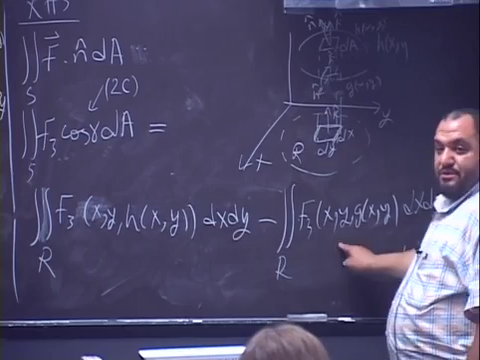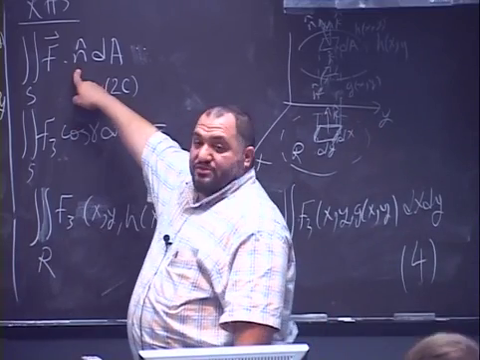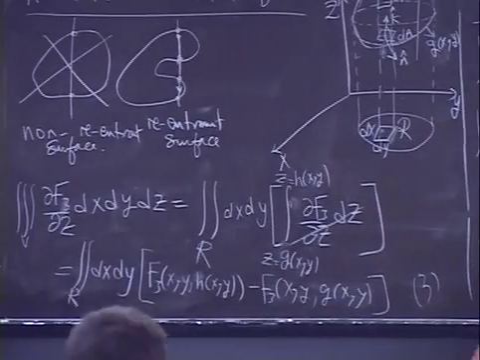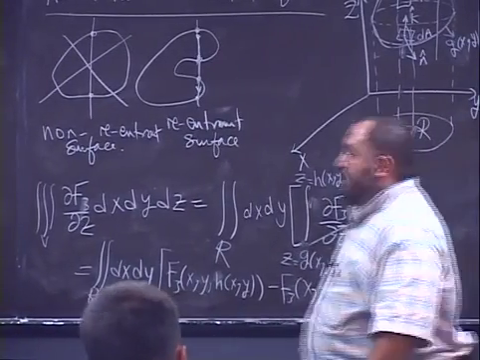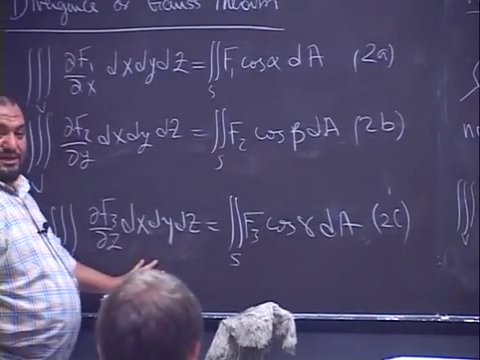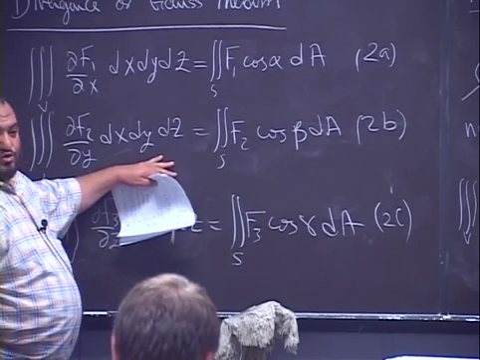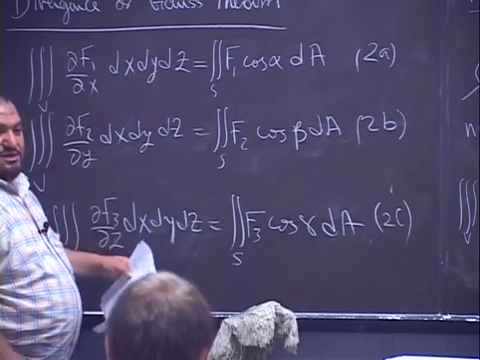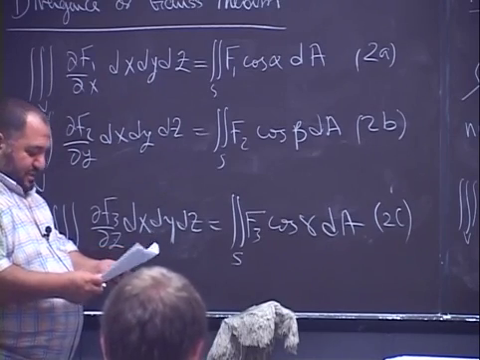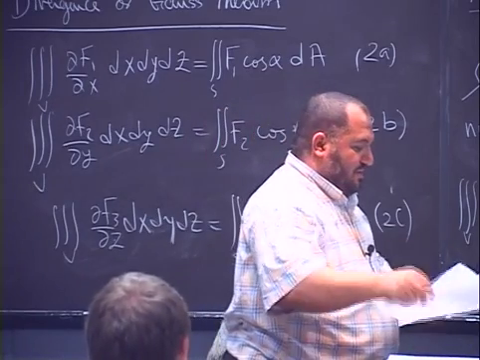And what's 4? The right hand side. And what's 3? The left hand side. So we prove that 2C is correct. Yes? So with the same argument we can prove that 2B is correct and 2A is correct. So this is the proof for the Gauss theorem. Okay, guys? This is the proof for the Gauss theorem.